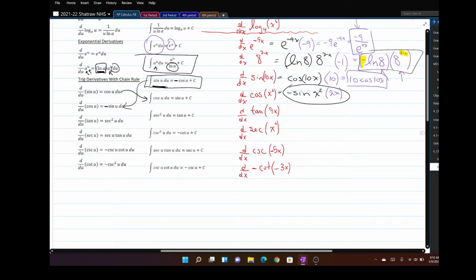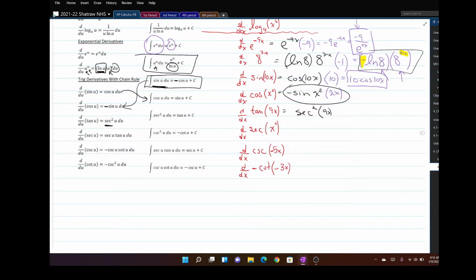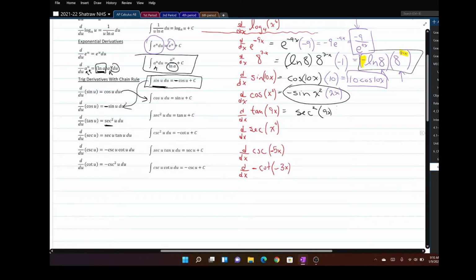Okay, so then the next one, I want to take the derivative of tangent. And when I take the derivative of tangent, I'm supposed to get a secant squared. So I'm going to get a secant squared, and there's the 9x. And don't forget to do that chain rule piece. That chain rule piece is the derivative of 9x, which is a 9.